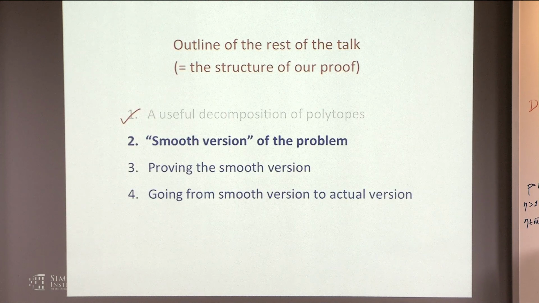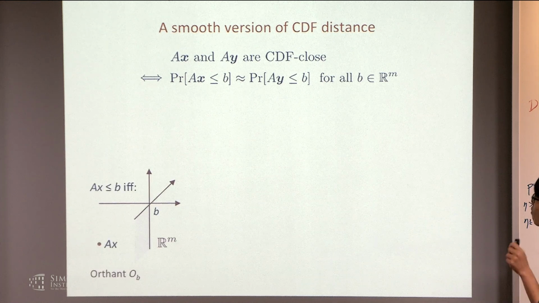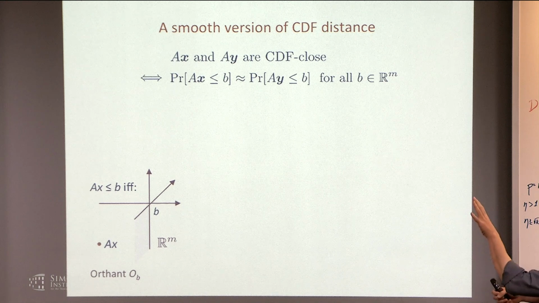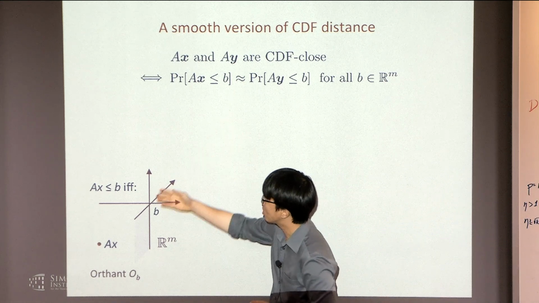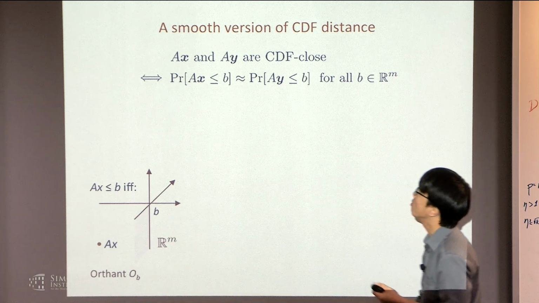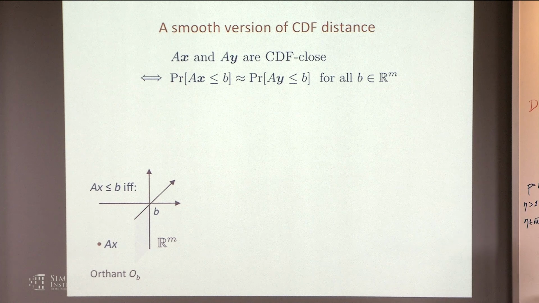Next, I'd like to tell you about a smooth version of the problem, which intuitively, on a technical level, is easier to deal with. So in what sense is the current version not smooth? I'd like to show that AX and AY are CDF close. What does it mean to be CDF close? It means that for every orthant, well, I guess translated orthant defined by B, the probability that AX falls in this orthant is roughly the same as the probability that AY falls in that orthant. This is exactly what it means to be CDF close.